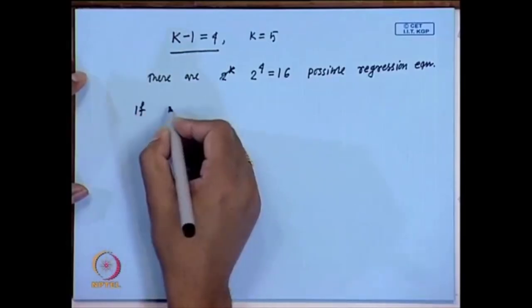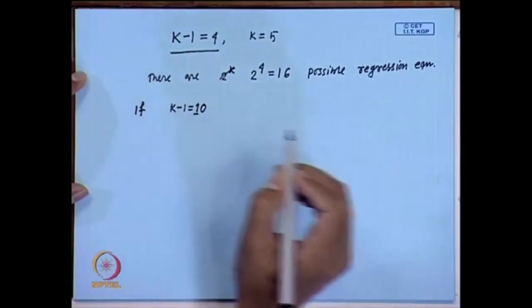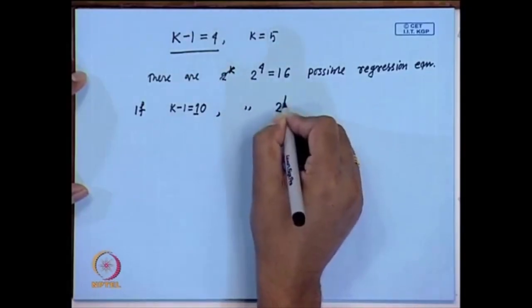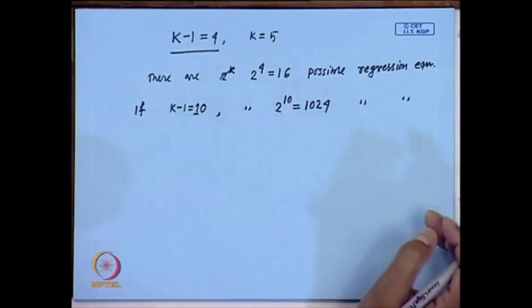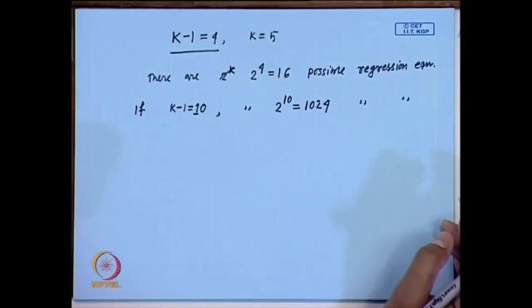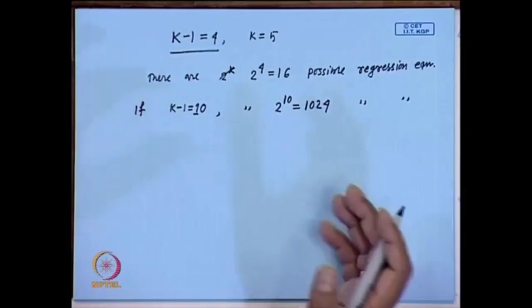If you have a problem with, say, k minus 1 equal to 10, that means the number of regressors is equal to 10, then there are 2 to the power of 10, which is equal to 1024, possible regression equations. So clearly, the number of regression models that need to be fitted increases rapidly with the number of regressor variables. In most practical problems, the number of regressor variables could be like 20 to 30. But of course, you can use a computer to fit all possible 2 to the power of 20 models also, there is no problem.